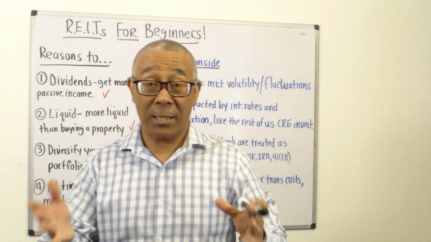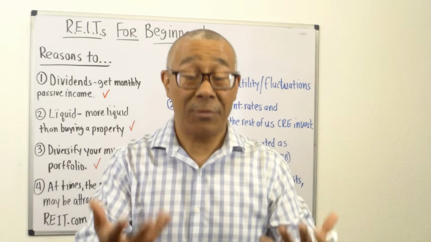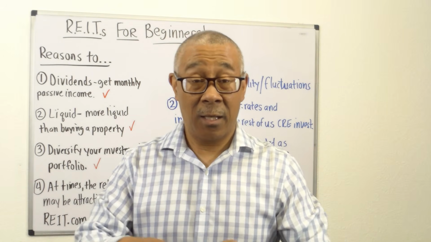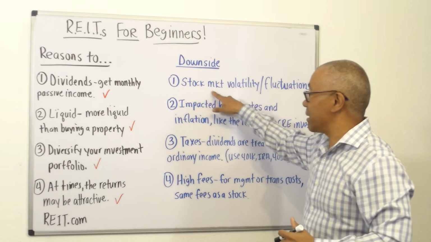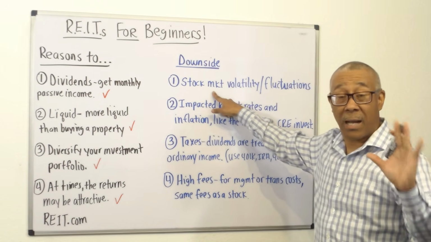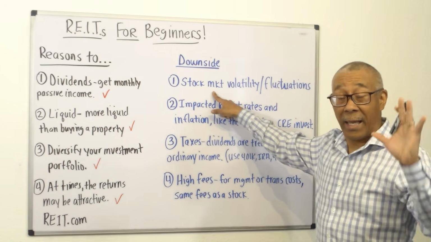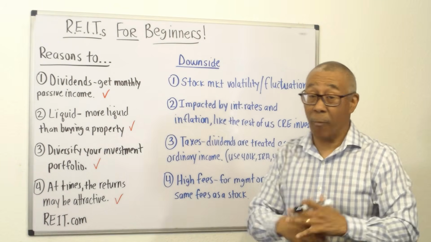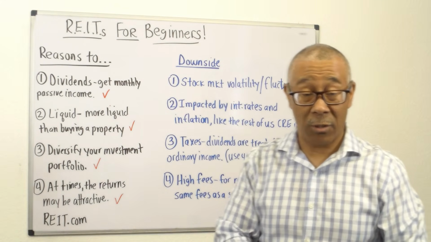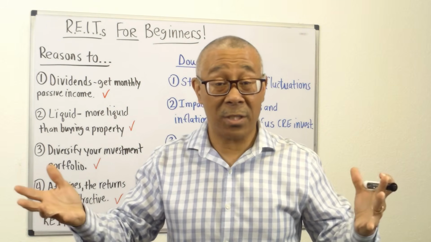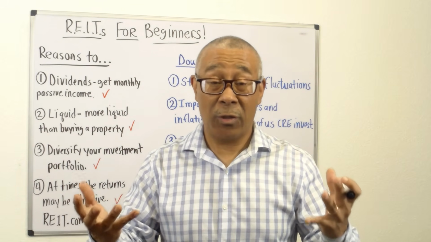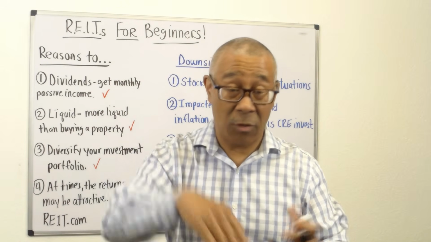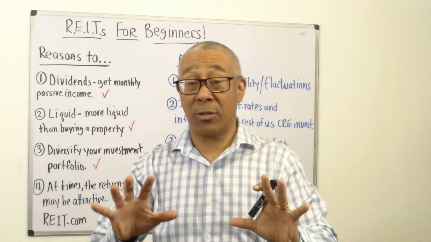All right. Okay, next what I want to do is go over the downside to investing in REITs, which I think are great. Number one, the first downside is you're subject to stock market volatility and fluctuations. Okay, remember you're buying a stock. So if the CEO of the stock does something stupid, guess what's going to happen to your value? The value of your stocks is going to go down. So you're subject to that.